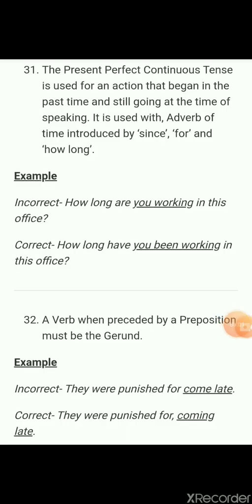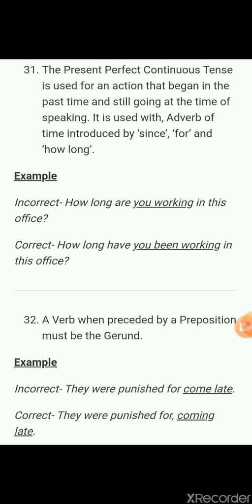Rule number 31 here. The present perfect continuous tense is used for an action that began in the past time and is still going at the time of speaking. It is used with adverbs of time introduced by since, for, and how long. Okay, so look at this example.